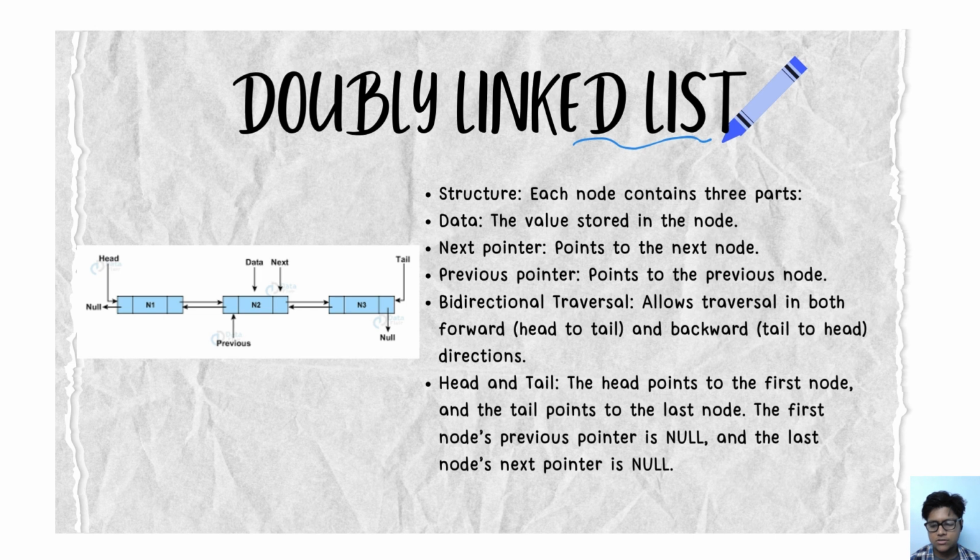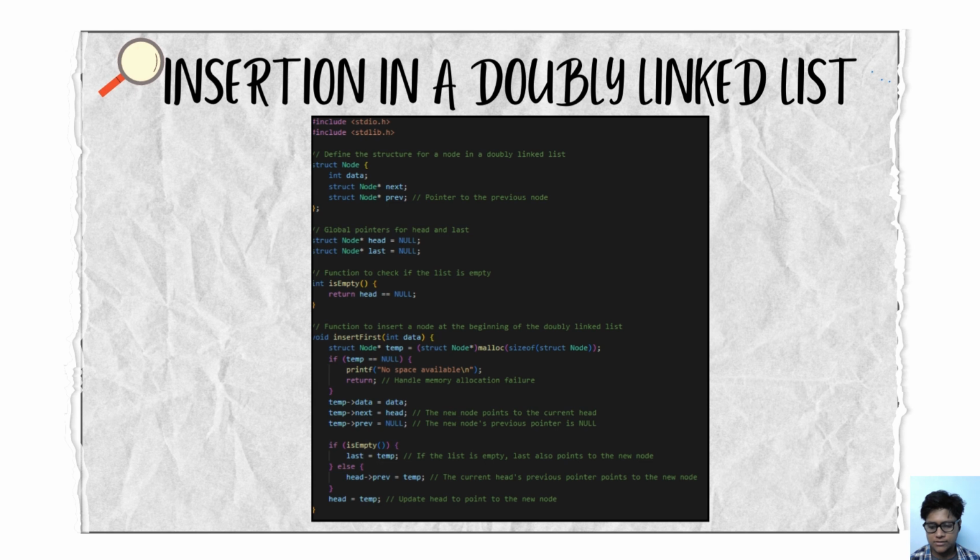Each node in the list is linked to its previous and next node, making it easy to insert or delete nodes at any position in the list. Now let's understand how we can insert a node in a doubly linked list. The code starts by defining a node structure with three components: an integer data, a pointer next to the next node, and a pointer previous to the previous node.